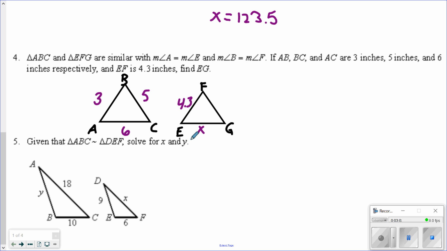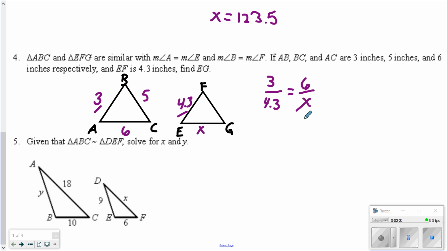So once again, my first step is I need to look at two sides that correspond that I do know the side lengths of, and that would be 3 and 4.3. So I just need to write out a ratio. So 3 over 4.3. Now, which side does x correspond to? Well, that would be 6, and 6 is in the first triangle, which means it's going to be in the numerator here. Divide this by x.